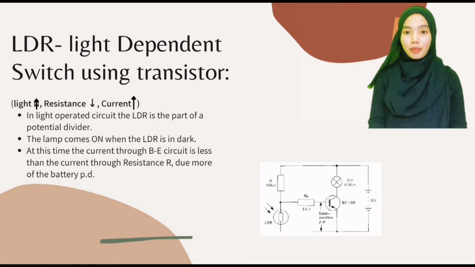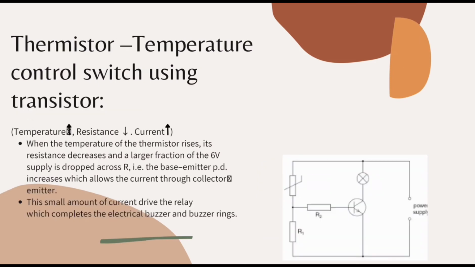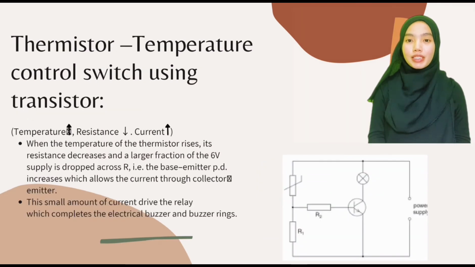LDR, light-dependent switch using transistor. In a light-operated circuit, the LDR is part of a potential divider. The lamp comes on when the LDR is in the dark. At this time, the current through the BE circuit is greater than the current through resistance R, due to more of the battery PD.